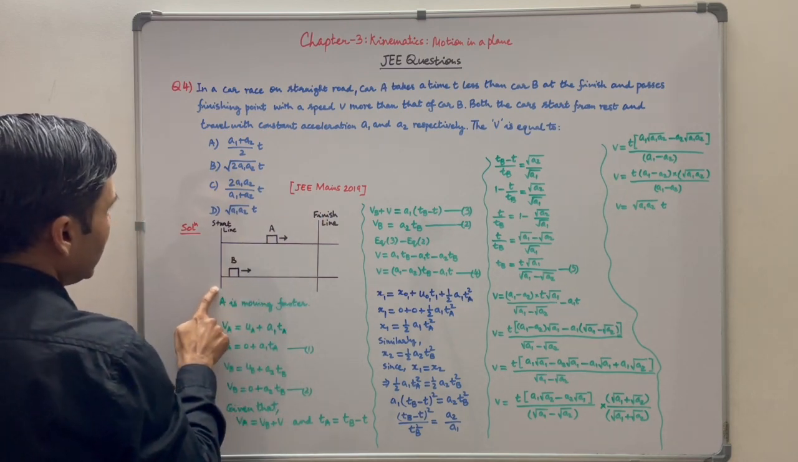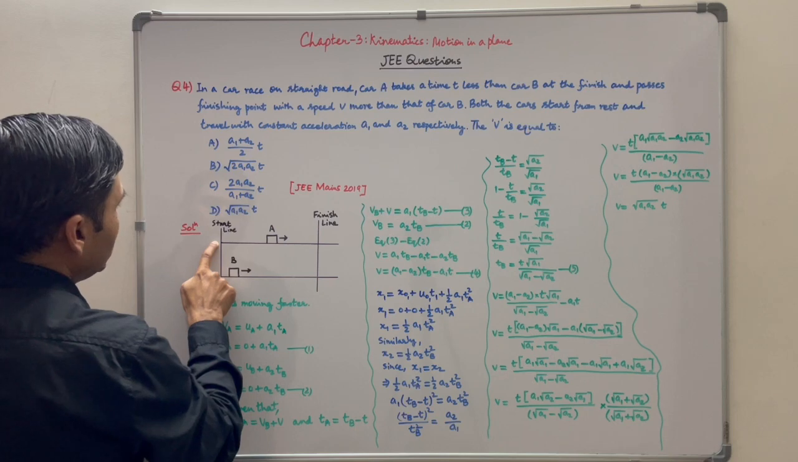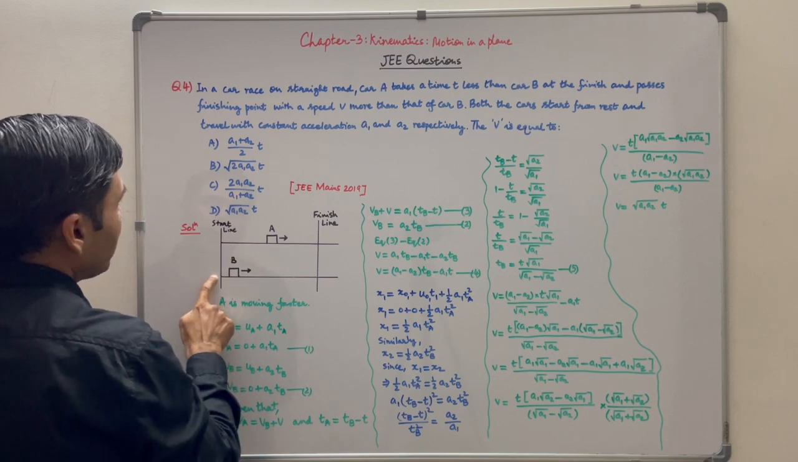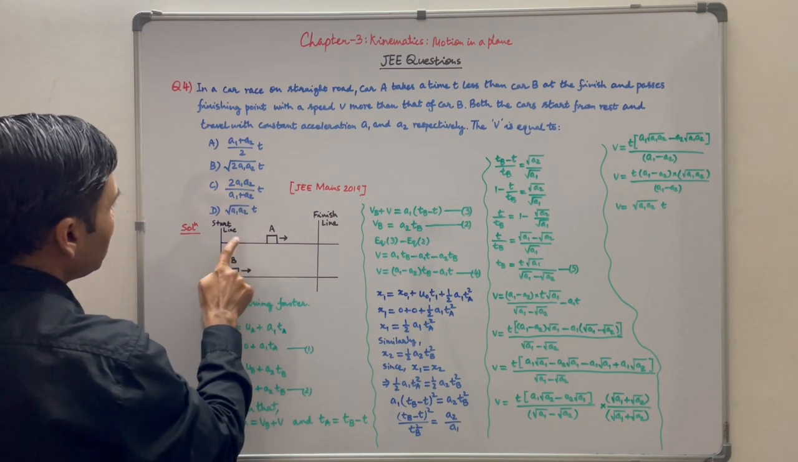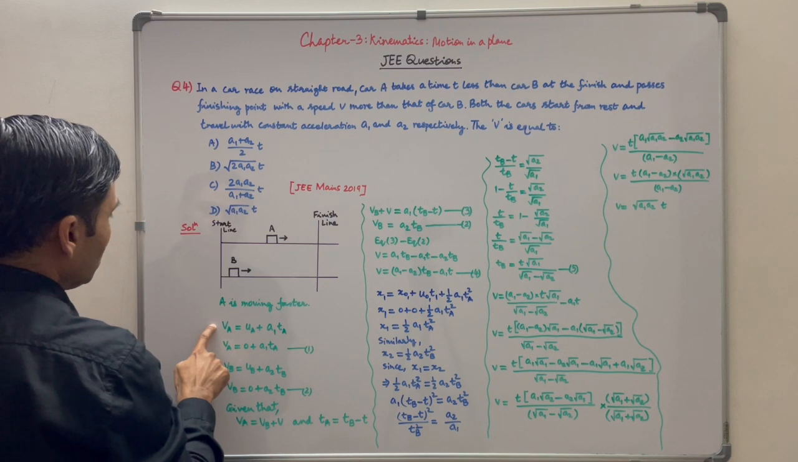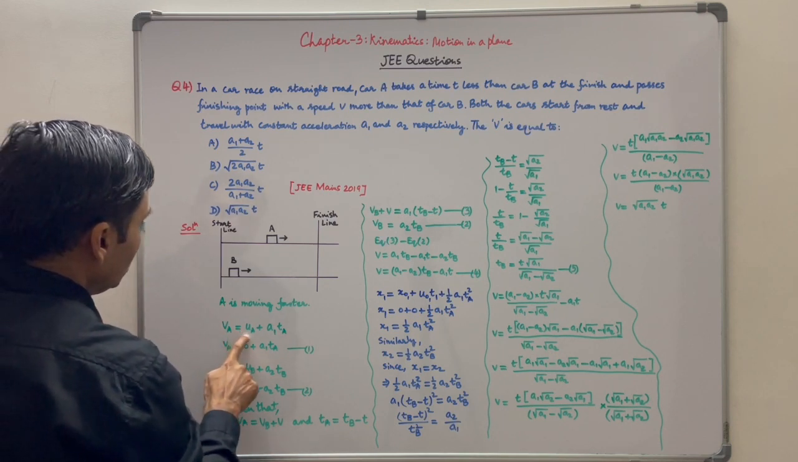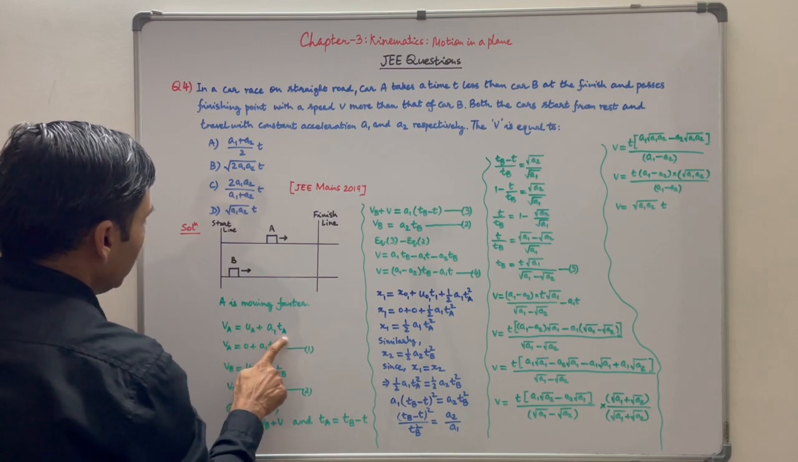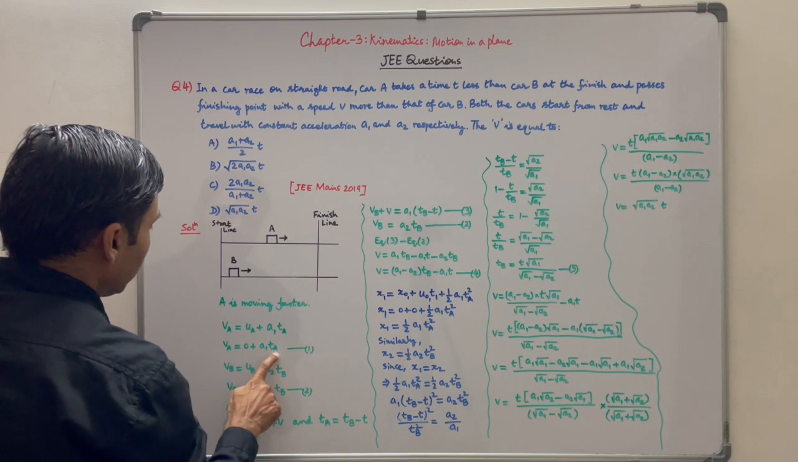Suppose this is a start line and this is finish line. At t is equal to 0, both the cars were at start line. From the description, it is clear that car A is moving faster than car B. Now apply first equation of motion in a straight line for car A. VA is equal to UA plus A1 TA. UA is equal to 0, so VA is equal to A1 TA.